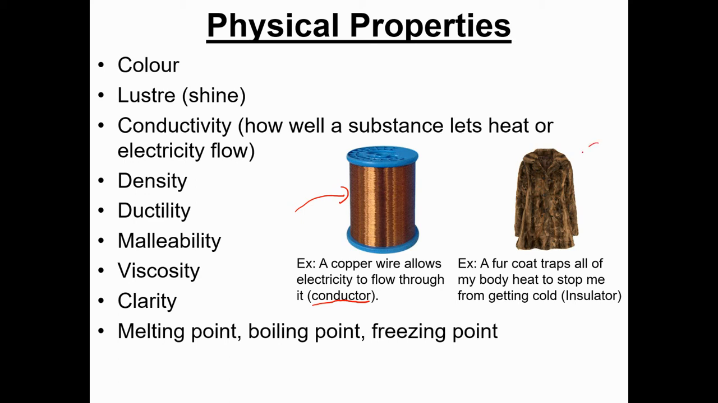Whereas a fur coat is really good at trapping in heat, and so it does not allow heat to pass through it very easily, so it's not a good conductor. We would call that an insulator. Or if you had rubber, for example, rubber does not let electricity go through it, so it would be more of an insulator as opposed to a conductor. So that's another physical property you can use to describe substances that you're studying in the lab.